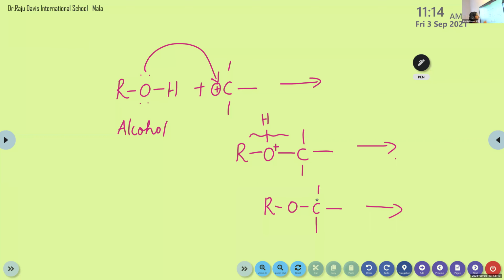Yes. So this hydrogen will be removed from here, and this is the final product obtained along with H plus. One hydrogen will be removed. Clear now? Yes. Okay.